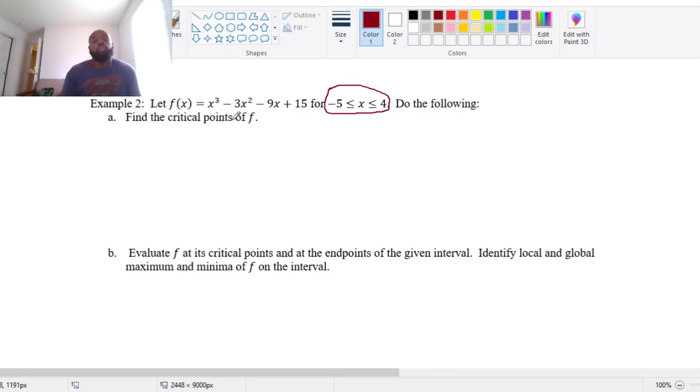What we're going to do first is find the critical points of this function, right? To find the critical points, we find our derivative. We set our derivative equal to 0, and we solve for x. Well, in order for me to solve for x, I can factor.